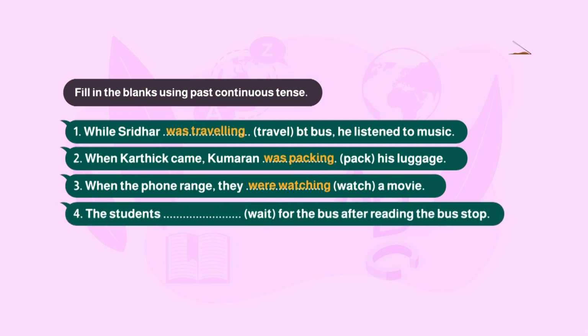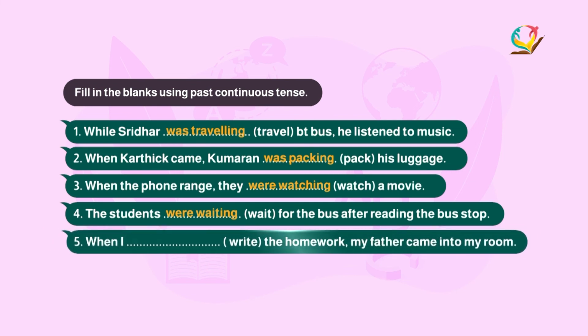Number 4. The students, space, and between brackets we have the verb wait, for the bus after reaching the bus stop. The students is also plural. We say the students were waiting for the bus after reaching the bus stop. The last sentence, when I, space, write the homework, my father came into my room. When I was writing the homework, my father came into my room.